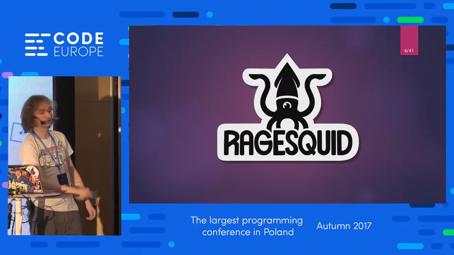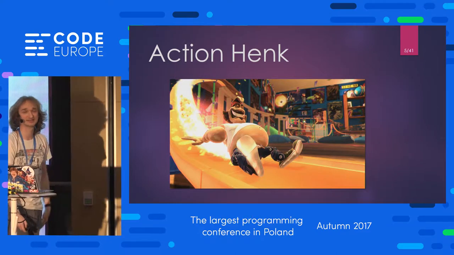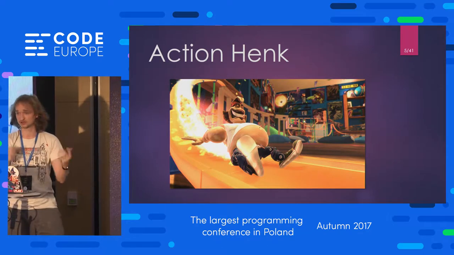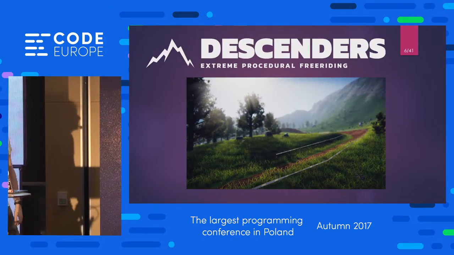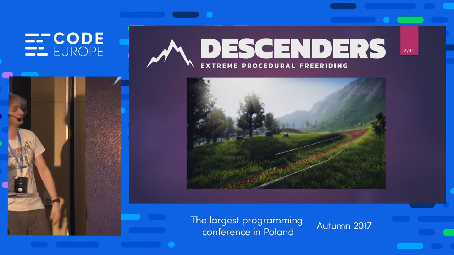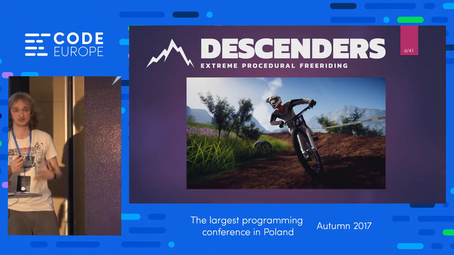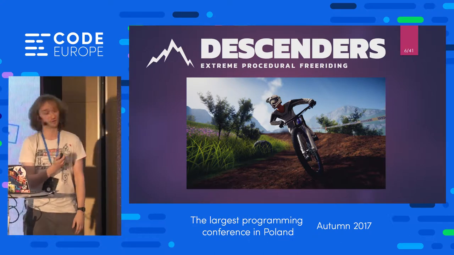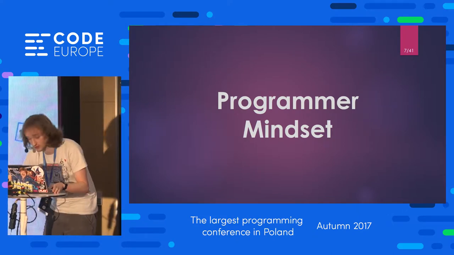Just a quick introduction. This is the first game we made. It's called Action Hank, and it's about an action figure in a midlife crisis. I'll show you a little trailer in a bit so you know the context of what I'm talking about. We are currently working on our second game called Descenders, which is a procedural, roguelike kind of downhill mountain biking game, where we procedurally generate levels and you try to manage risk and reward. Before I talk about the programmer mindset, I'll quickly show you the launch trailer for Action Hank.